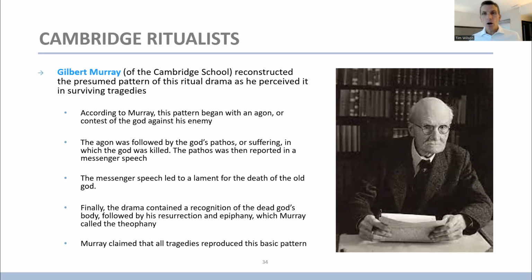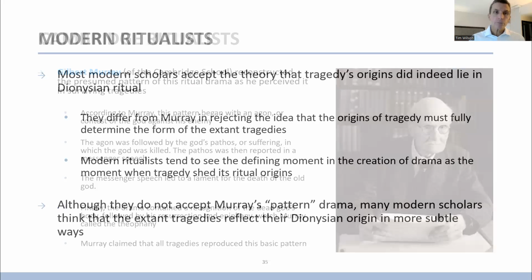So for him, all the extant tragedies have some sort of veiled reference to this pattern. They're just kind of overlays on this pattern.